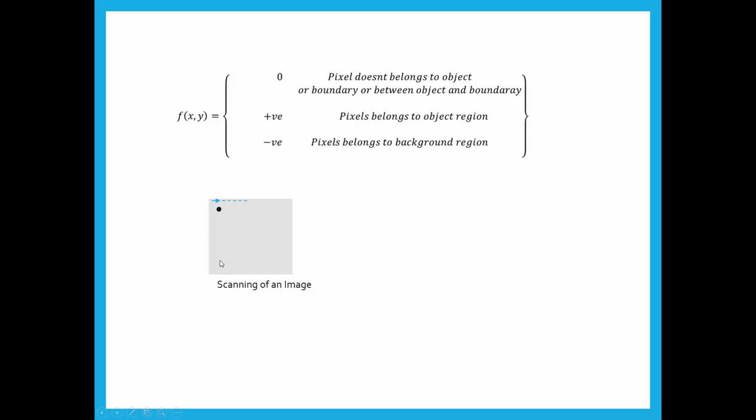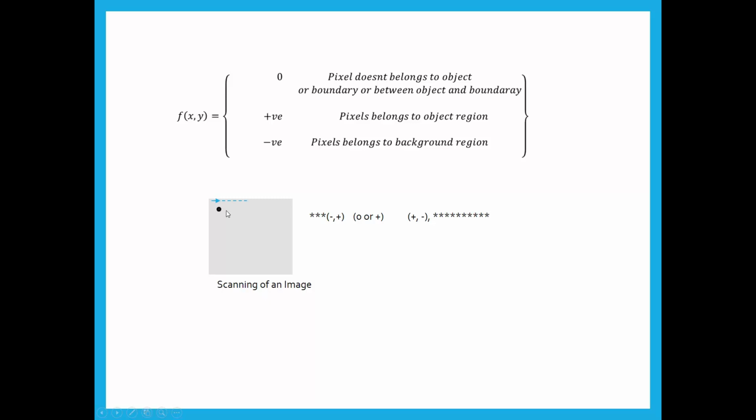So if this is an image, we are going to scan it. Once we scan from here, we find that this corresponds to the background. Now once we scan from here to here, there is a maximum rate of change of f, so the gradient will change. It will become from negative to positive. Negative corresponds to the surrounding pixels in the background and positive corresponds to the object.